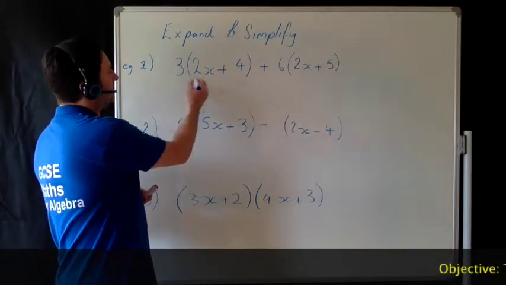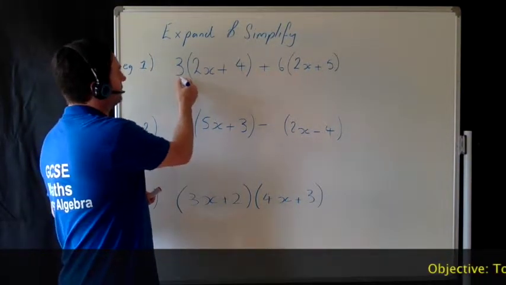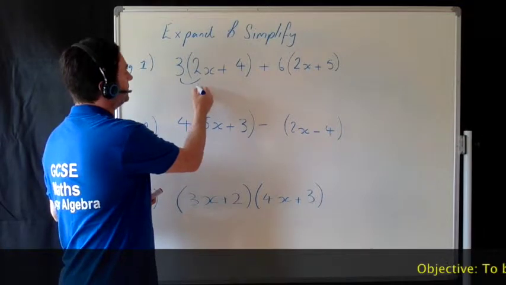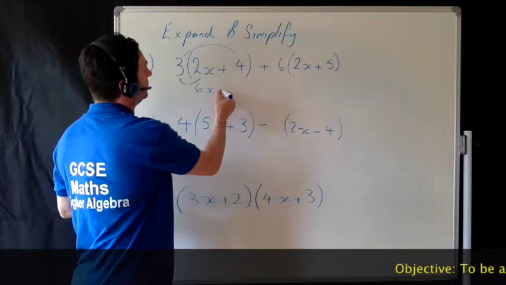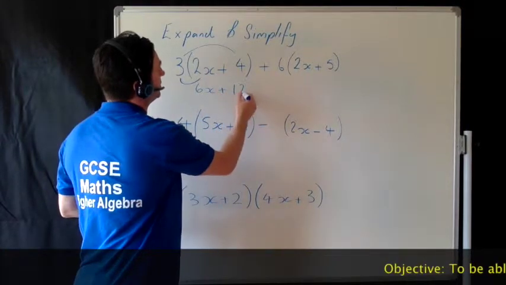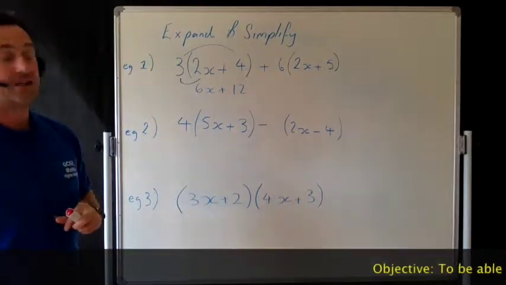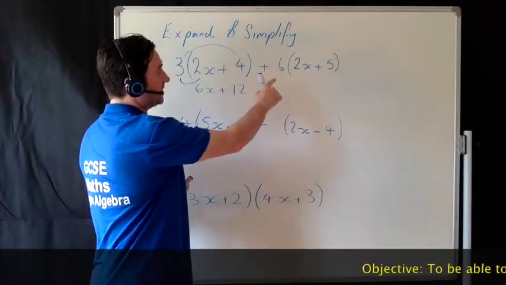We need to multiply the first set of brackets out first of all. So we do 3 times 2x, which gives us 6x. We then do the 3 times the 4, which gives us 12. First bracket, 6x plus 12. Move on to the second one.